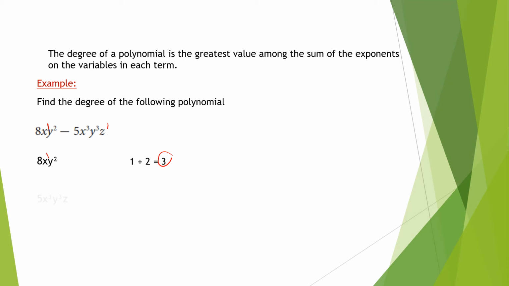And the other term, 5x power 3 y power 3 z, put the 1, so it will be 3 plus 3 plus 1 equals 7. Who's bigger? I'm gonna check. Here the degree is 3, and here the degree is 7. The polynomial will take the degree of the biggest one, or the highest degree. So here I will take the 7. So the degree of the polynomial will be 7.